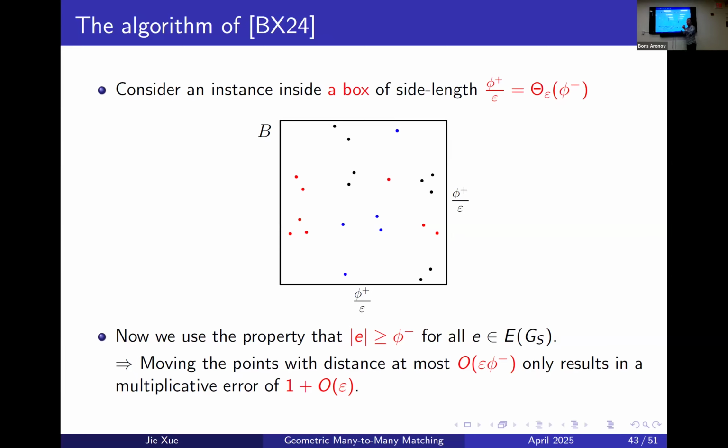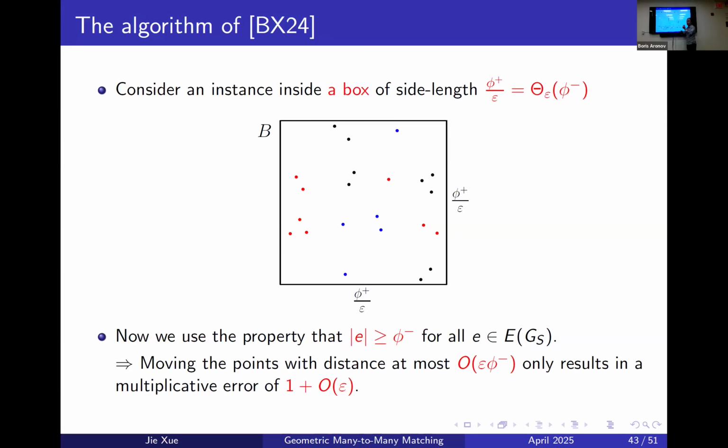So suppose I arbitrarily move these points only a little bit, within distance epsilon times phi minus. Then of course you change the solution a little bit, so for each solution, you change the edge length a little bit. But for each edge, you know that its length is at least phi minus. If you only move epsilon phi minus, you only change the length of each edge by a factor of epsilon. So it's not too much. It's a number we can afford. So as you can verify, if you arbitrarily move these points within this distance, it doesn't matter too much.